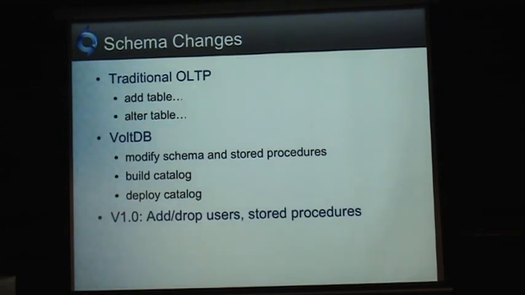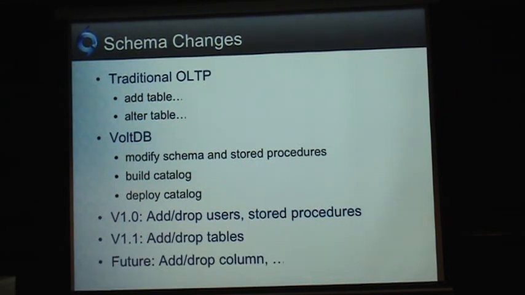So back to the schema. V1.0, which was released in May, added and dropped users and stored procedures. And 1.0 actually had the question you asked about types getting larger and smaller. 1.1 added add and drop tables, and in the future add and drop column and other things that we haven't thought of yet for schema change.